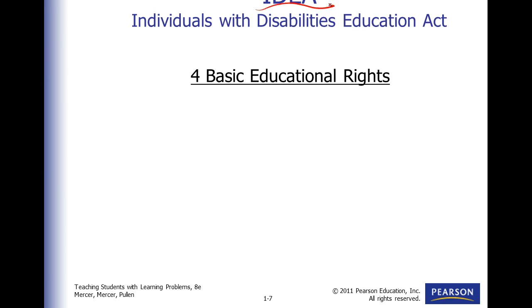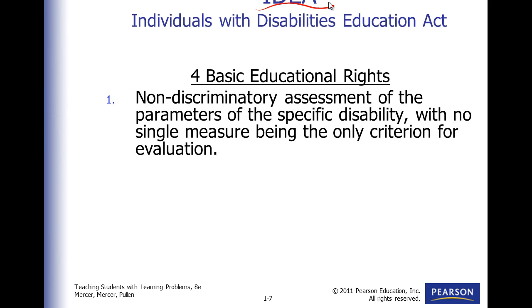So how about IDEA, the Individuals with Disabilities Act? And again, we hit this pretty hard in SPED 100 of what IDEA is. We talked about 6 principles, but here's those rights. And you remember this: non-discriminatory assessments. In other words, it has to have the parameters of that specific disability, with no single measure being the only criteria of evaluation. And especially when it comes to the mild disabilities. Now, we talk about somebody that's severe and profoundly disabled, or deaf-blind, or those types of things. Some of this isn't quite as critical, but when it comes to these mild disabilities, determining are they disabled or aren't they, that becomes a lot bigger issue.